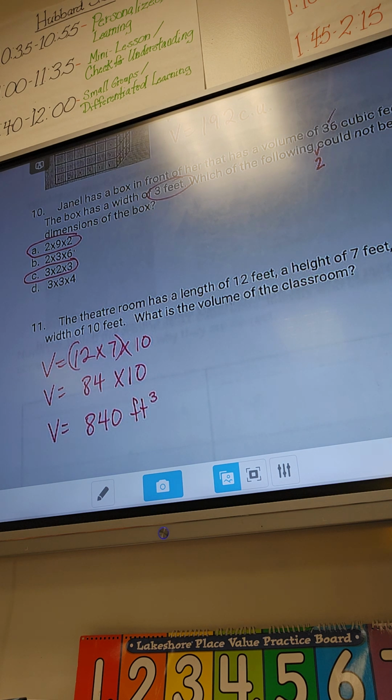Remember, if it's not a 3D object, it cannot be cubed. It's a flat surface, such as the floor. That's not cubed. That's squared. That's two-dimensional.